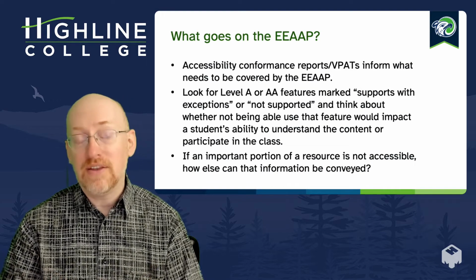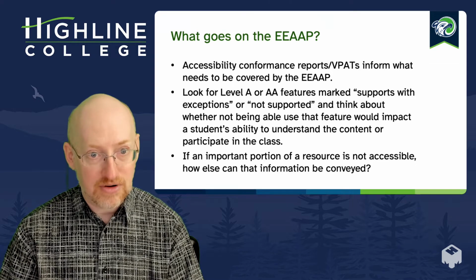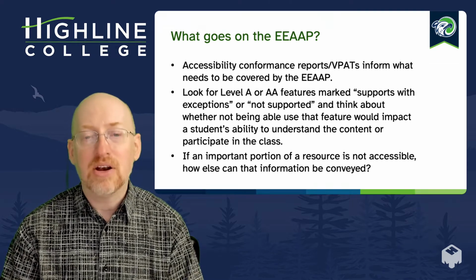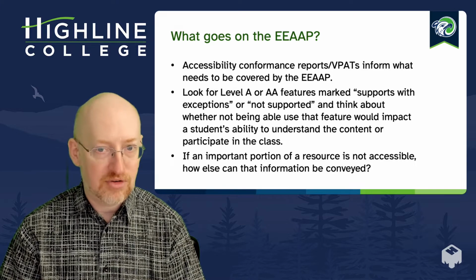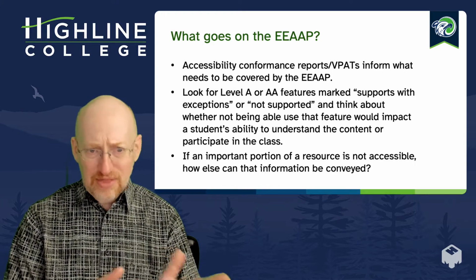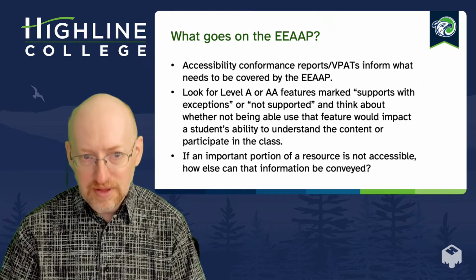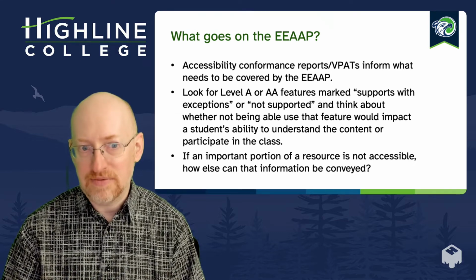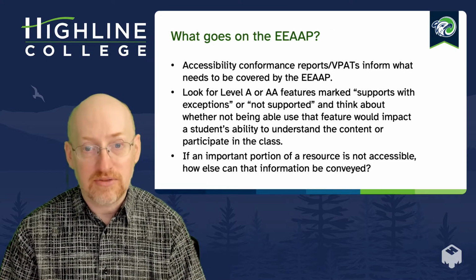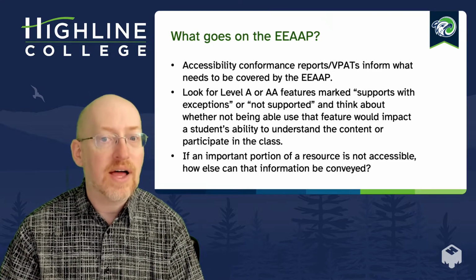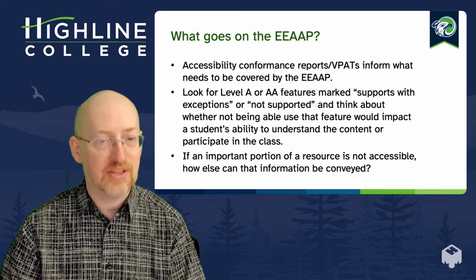So when trying to figure out what goes on to the EAP, best way is just to look at the VPAT or the conformance report. Look primarily at any level A or AA features that are marked supports with exceptions or not supported, and think about what that's going to mean. What will it be like for a student who cannot access the information conveyed because of this issue? And if an important portion of that resource is not accessible, how else can you convey that information to the student to make sure they have what they need to complete the class successfully?